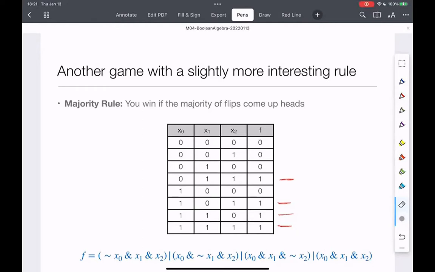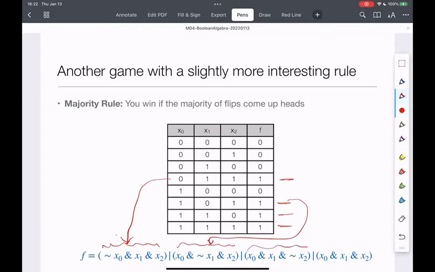So this is case 1, and it corresponds to this one. Case 2 corresponds to this one. Case 3 corresponds to this one out here, and case 4 corresponds to the last row.